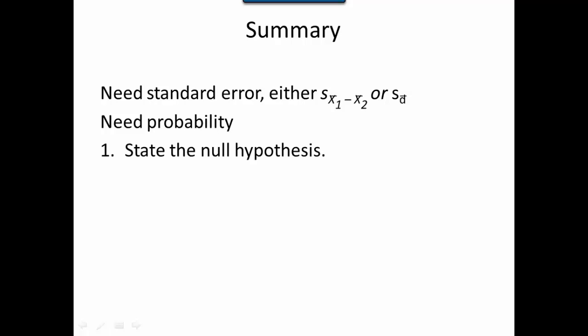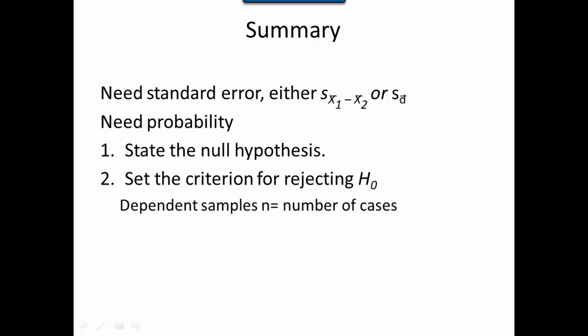Remember that 0.05 is frequently used in educational research. Then you state your null hypothesis. Remember that the null hypothesis is for the population or populations. When you set your criterion for rejecting the null hypothesis, always keep in mind your n. With dependent samples, remember your n is the number of cases. And if you have 15 children each taking 2 tests, the n is 15, not 30.